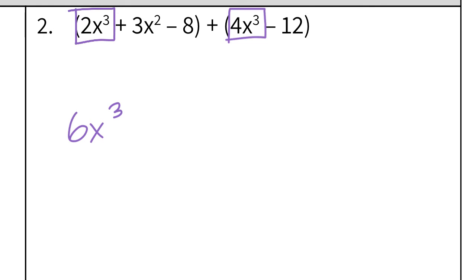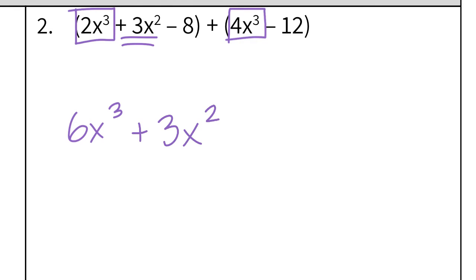Then I have 3x to the second power. But if you look at the other polynomial, there is nothing that has x to the second power. So it has nothing to combine with, which means that it's going to stay exactly the same. So we're just going to write it down here, plus 3x to the second.